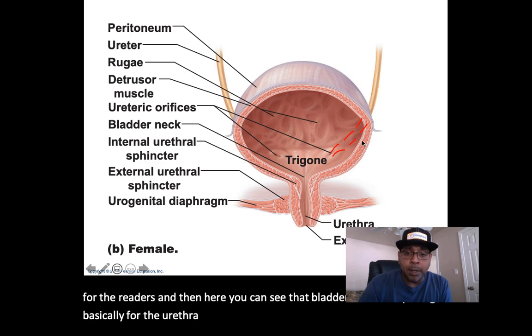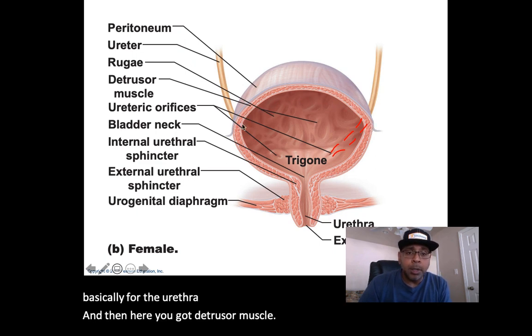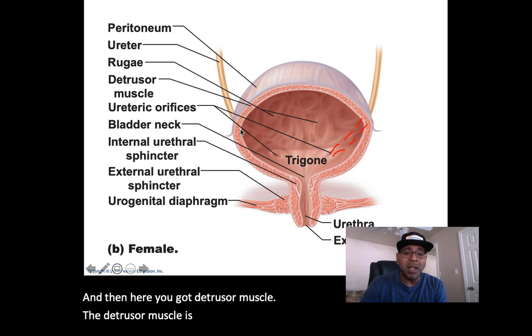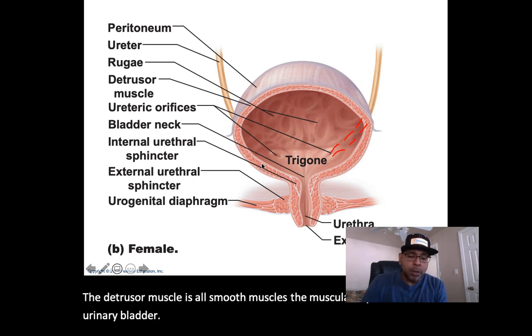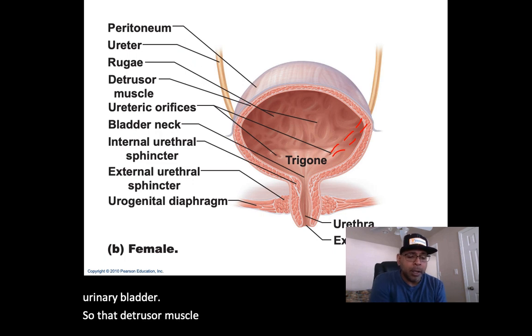And then here you've got the detrusor muscle. The detrusor muscle is all smooth muscle. It's the muscular layer of this urinary bladder. So that detrusor muscle, the muscular layer, consists of intermingled smooth muscle fibers.